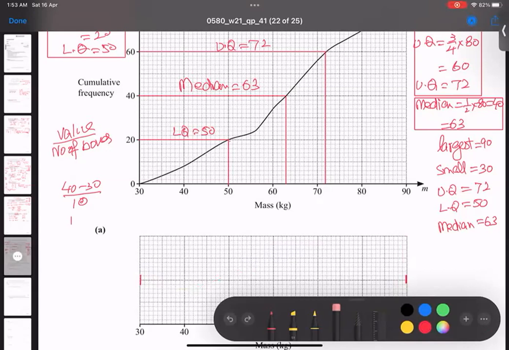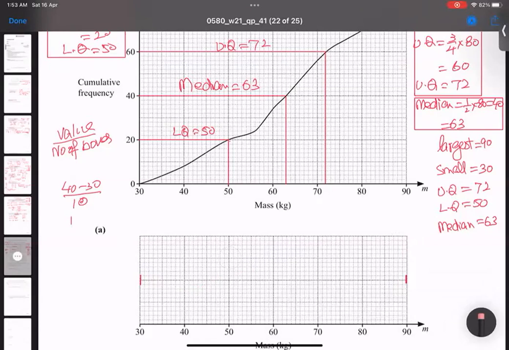Sorry, what is the lower quartile? 50. So 50. I'll start from here and stop here. Okay, this is 50, and the upper quartile is 72. So again, this is a 2 box.